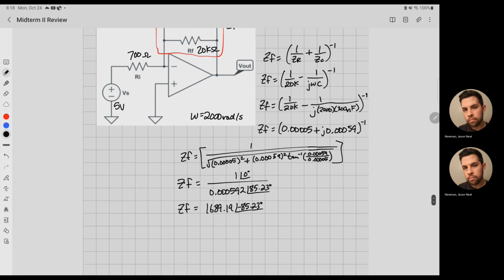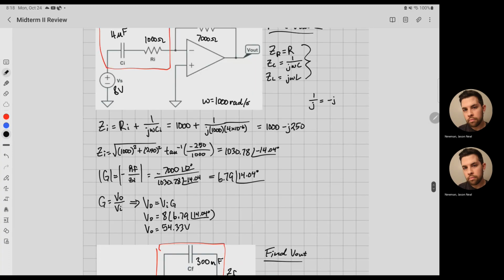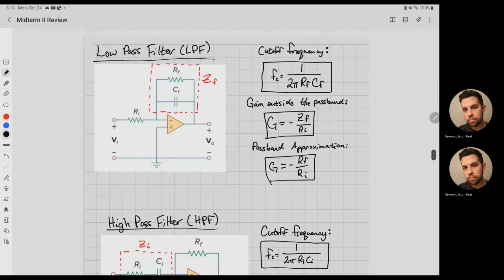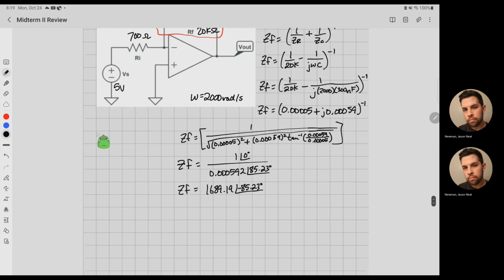So now we can do our gain, just like we did with the previous problem. We can go back to the gain equation. This is a low pass filter, so let me scroll up, low pass, and we can use this one right here. So this is gain, and that was the equation we just saw. So gain is equal to, and we'll just plug in our values here. This negative is actually going to go away, so let's just ignore the negative because of the absolute value.